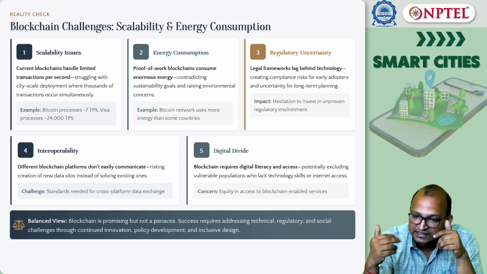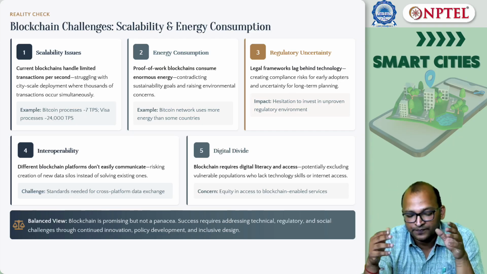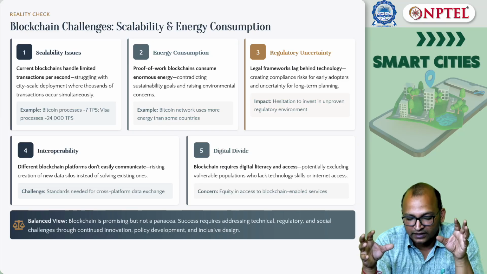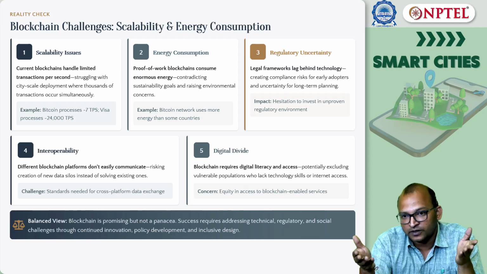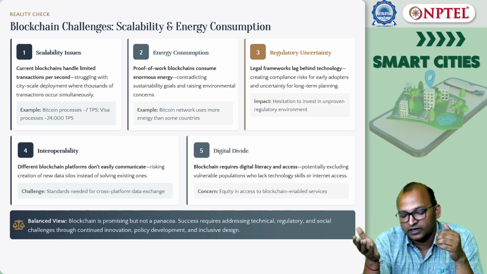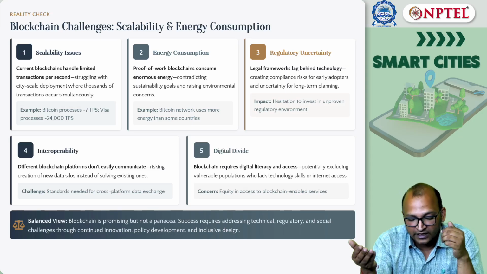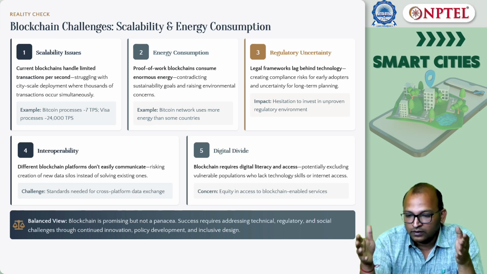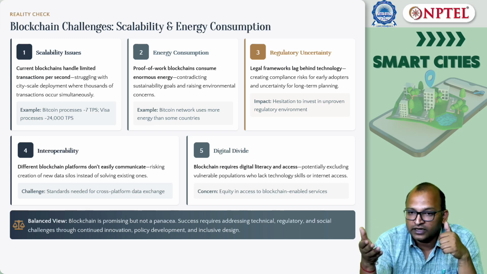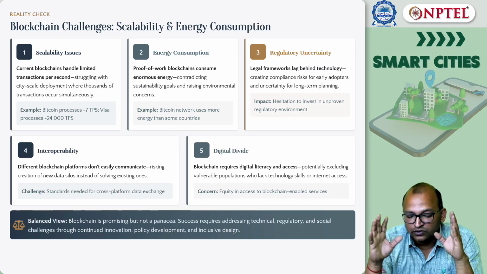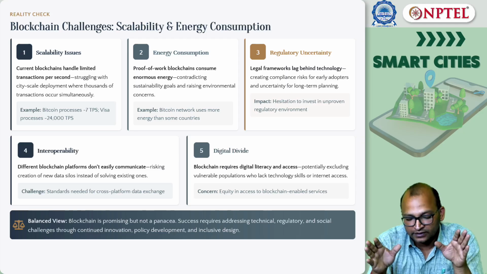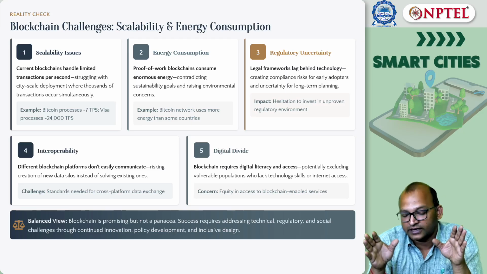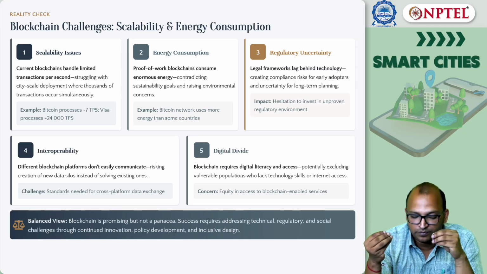The second challenge is associated with energy consumption. Proof of work blockchain uses enormous electricity, contradicting the sustainability goals we have adopted for smart cities. Most government applications use proof of stake instead, which is more energy efficient. The third challenge is associated with regulatory uncertainty. In India, there is no comprehensive blockchain law available. So the legal validity of smart contracts, liability for smart contract errors, and admissibility of blockchain records in court are all still uncertain.